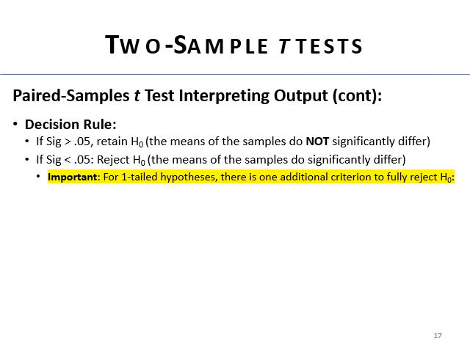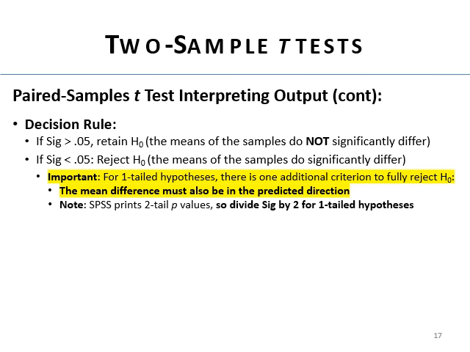However, if you've got a one-tailed hypothesis, there's an additional criterion. The difference has to be in the direction you predicted. Again, right? So if you said they're going to be higher afterwards, not only does sig need to be less than 0.05, that difference needs to be in the direction you predicted. It has to be higher after therapy, for example. So again, if you have a one-tailed hypothesis, you need to divide the sig value by 2 to get a one-tailed significance, because SPSS doesn't do that for you.